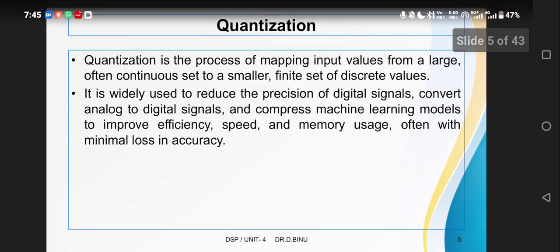What is meant by quantization? Quantization is the process of mapping input values from a large continuous set to a smaller finite set of discrete values. It is widely used to reduce the precision of digital signals, convert analog to digital signals, and compress machine learning models to improve efficiency, speed, and memory usage, often with minimal loss in accuracy.